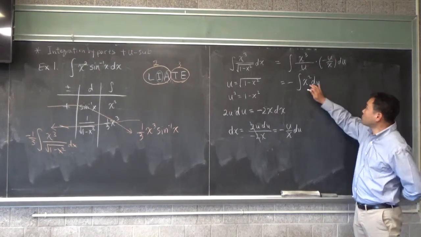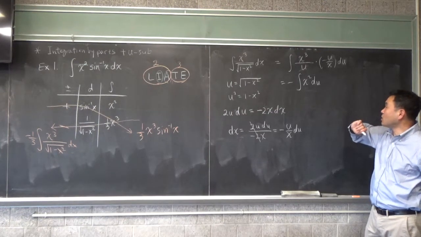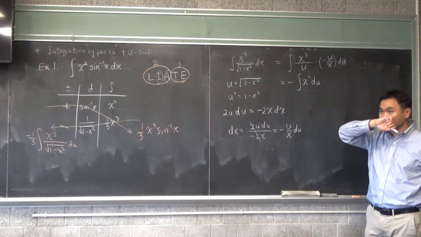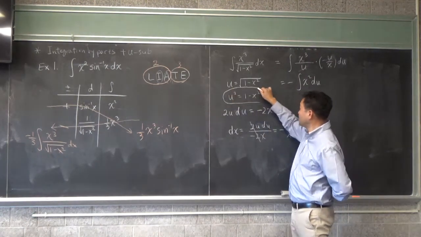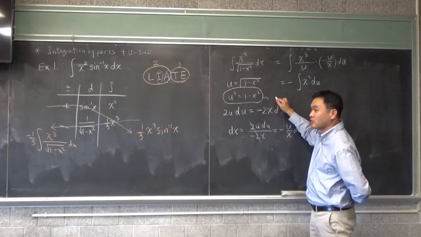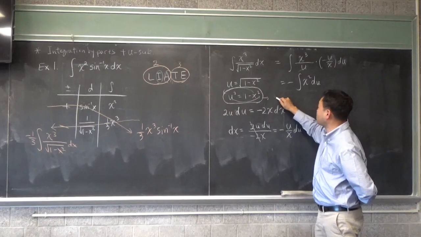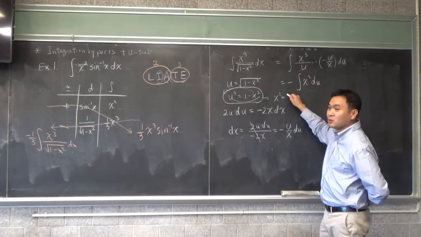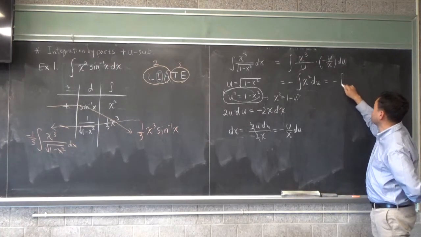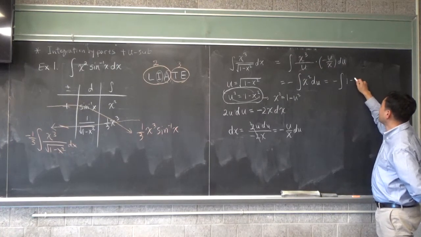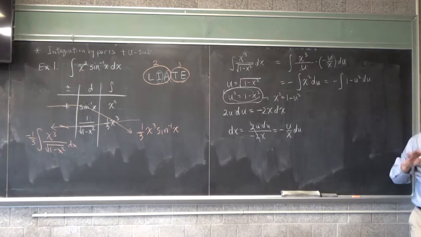So we have to convert x squared into somehow u. How do I do that? Well, we have the u there, so we use this, right? What does this say about x squared? If I move the x squared here and move the u squared there, x squared is equal to 1 minus u squared. Okay, good. So I can rewrite this as negative integral of 1 minus u squared du. And now everything is in terms of u, and I can happily integrate.